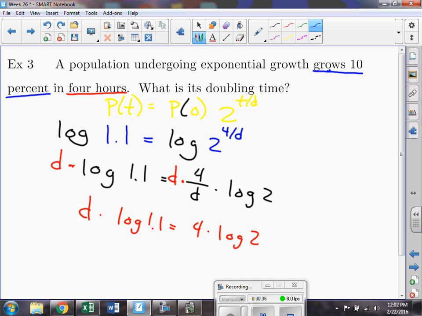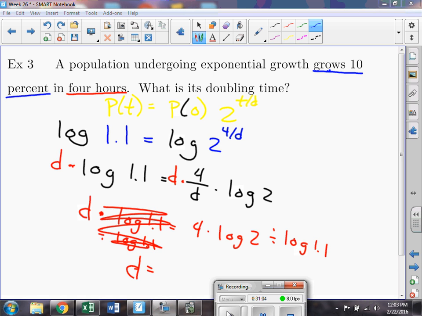And to get rid of this multiplication, divide. Dividing by the log of 1.1, we get precisely what we needed to put into the calculator. D is equal to 4 times the log of 2 divided by the log of 1.1. Use your calculator and tell me what those are.